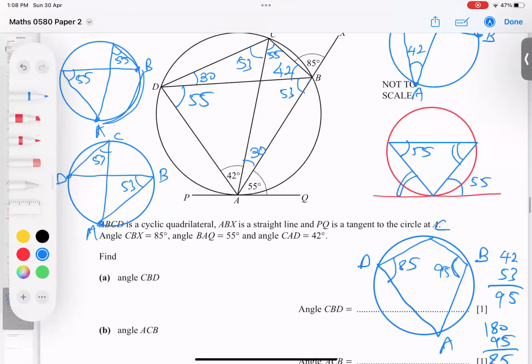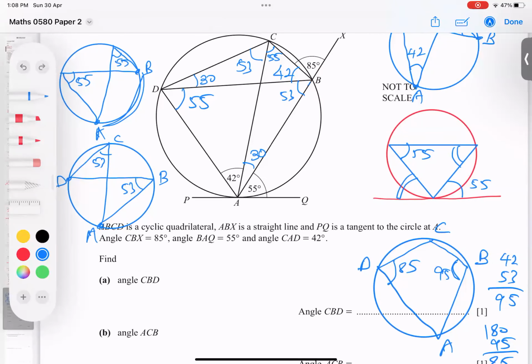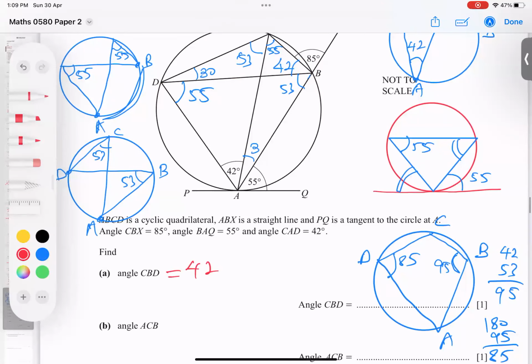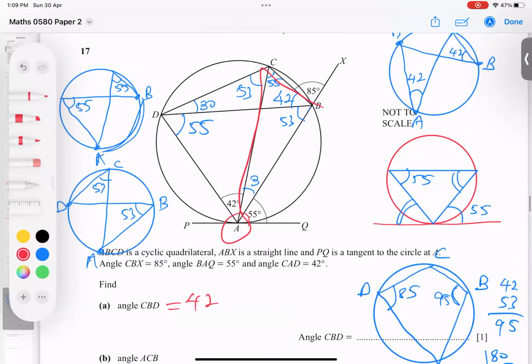What is it asking? CBD. Where's CBD? CBD is 42. The first answer is done. Second, ACB. ACB. Am I right? Yeah, 55.